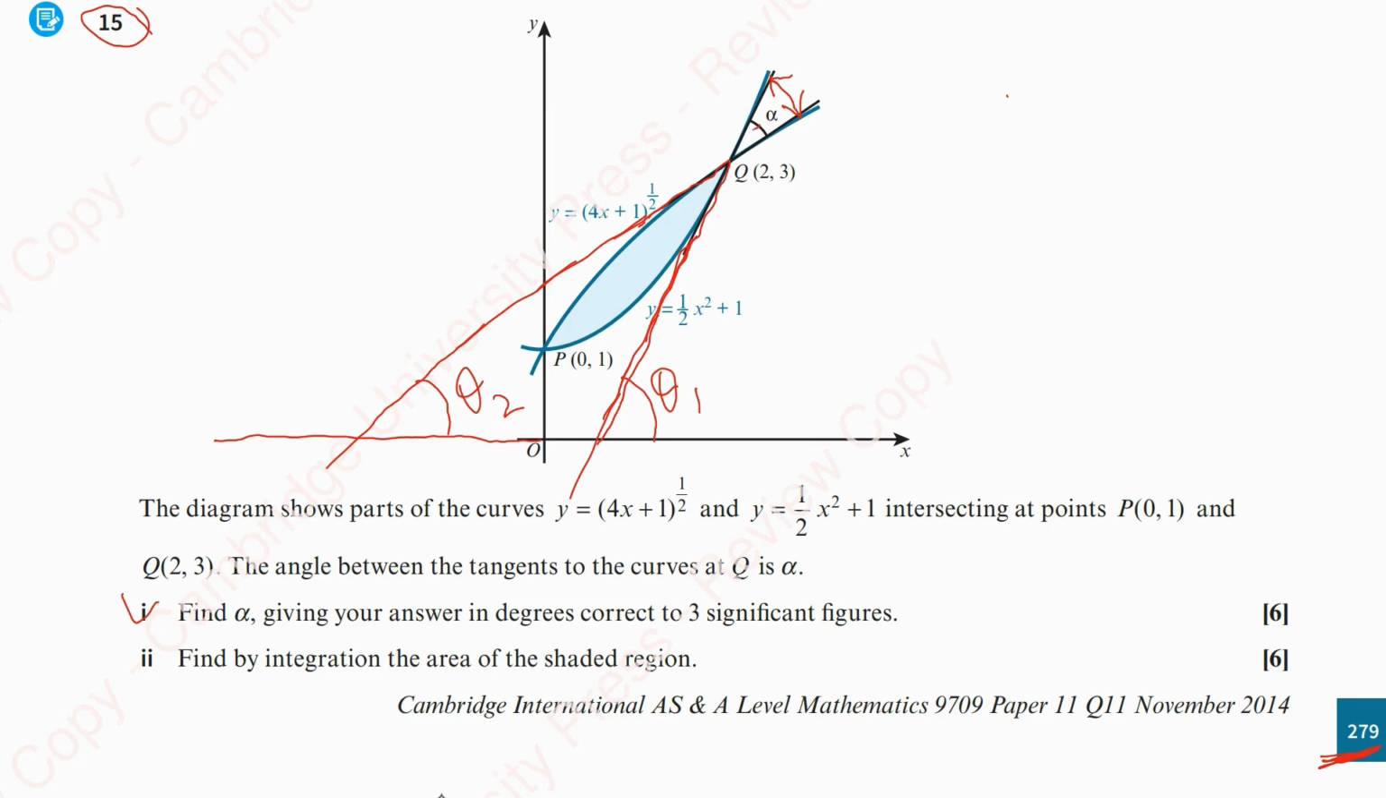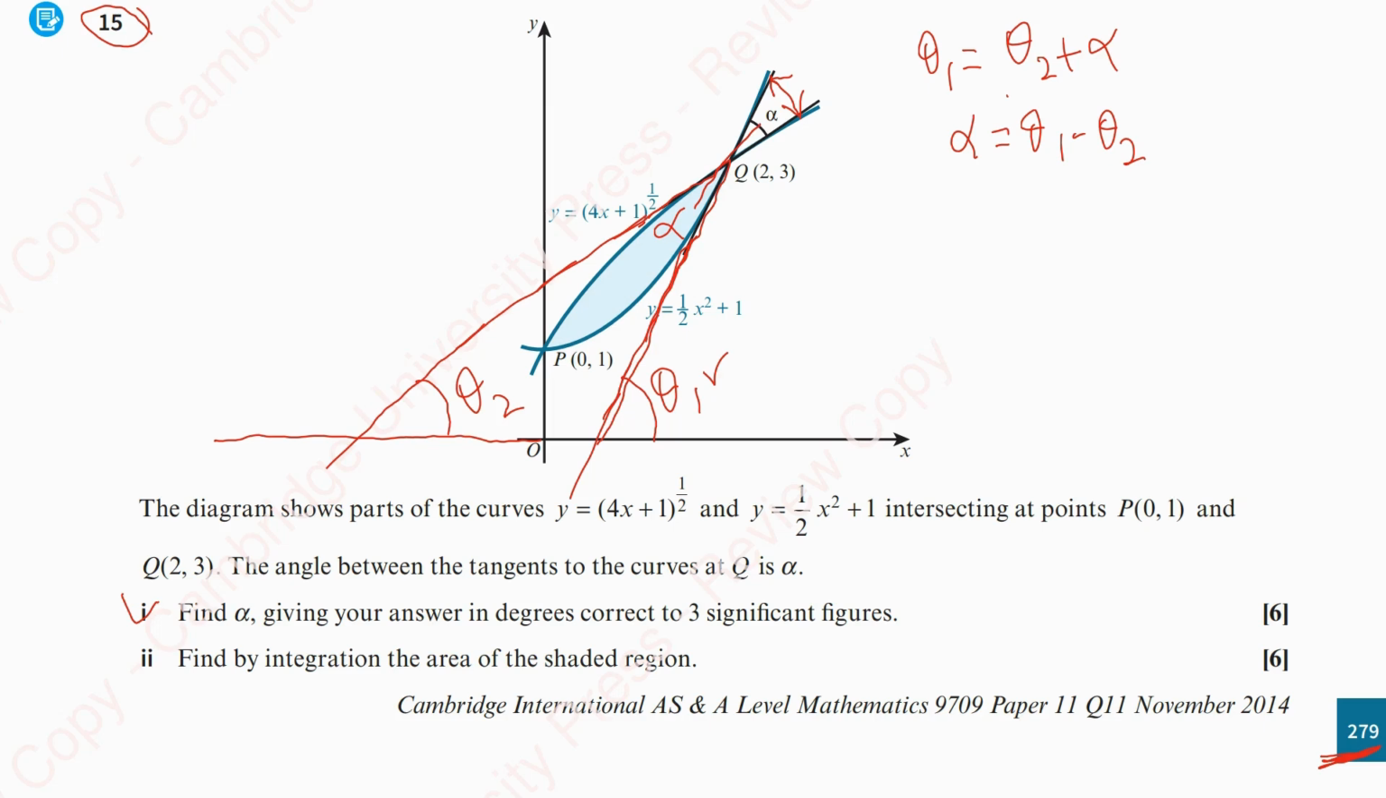So alternatively we also can write here alpha, and we know that the exterior angle in a triangle, which is theta 1, equals theta 2 plus alpha. So if I define alpha from here, we can write alpha equals theta 1 minus theta 2. This is the strategy we are going to apply here.